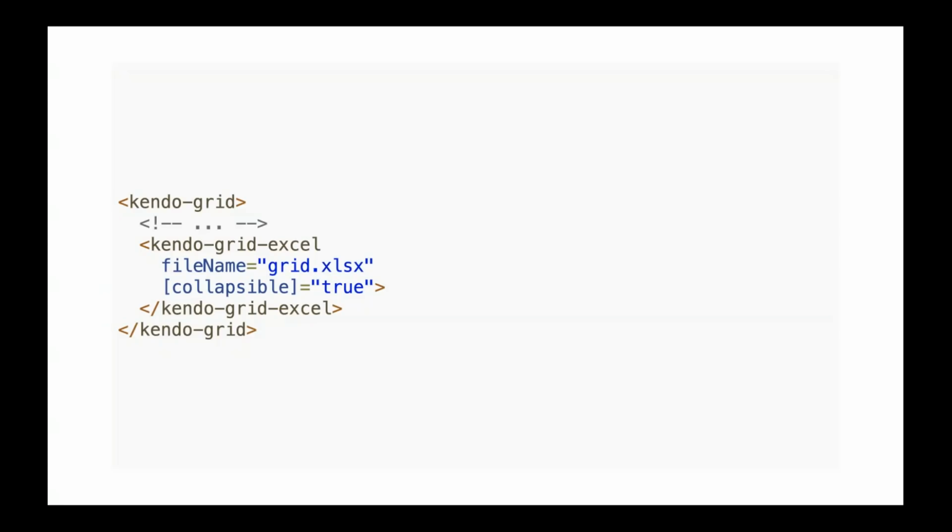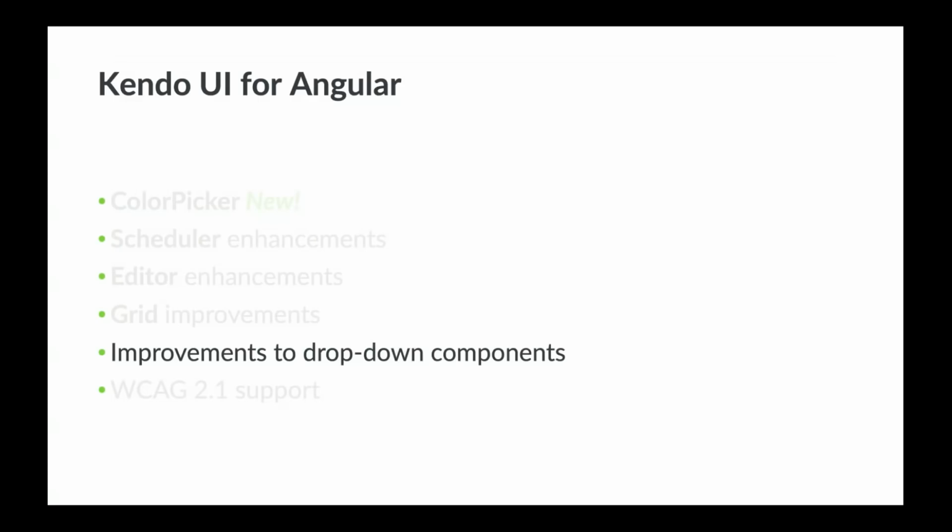There's an element within the Kendo Grid element called Kendo Grid Excel. Simply denote the file name, which is the export file name that you're going to export to. And then there's a binding for the collapsible property here, which if you set as true will allow you to support that capability. We've added a number of capabilities also to our drop-down group.